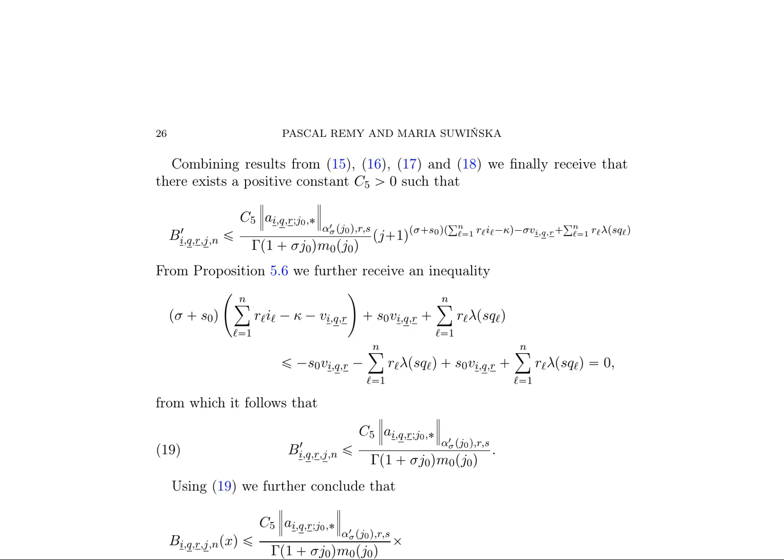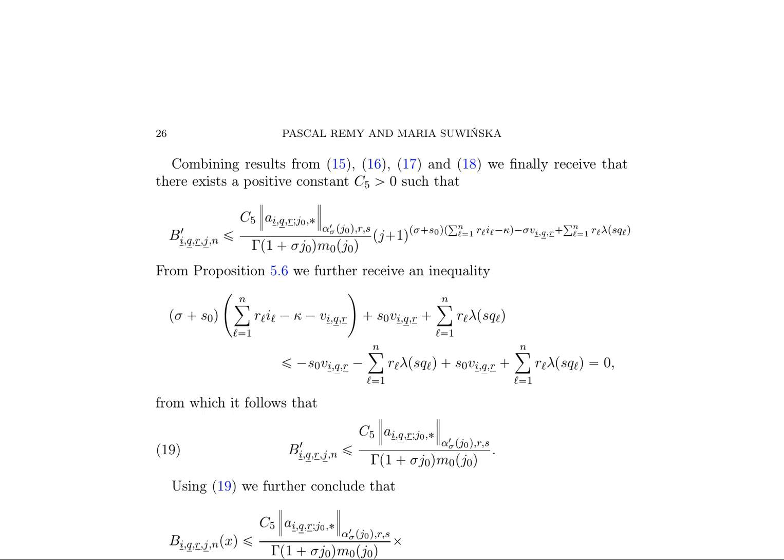In the research paper, we combine equations 15 to 18 to obtain an inequality involving the constant C5, which is used to bound the term B1 in equation 19. This bound is then utilized to derive an inequality for b_{i,q,r,j,n}, which is further used to establish an upper bound for u_{j,κ}, p_{j,κ,q,r,s} in equation 20. The bound in equation 20 is expressed in terms of f_j, p_{j,κ,q,r,s}, which is used to define the modified Nagumo norms.